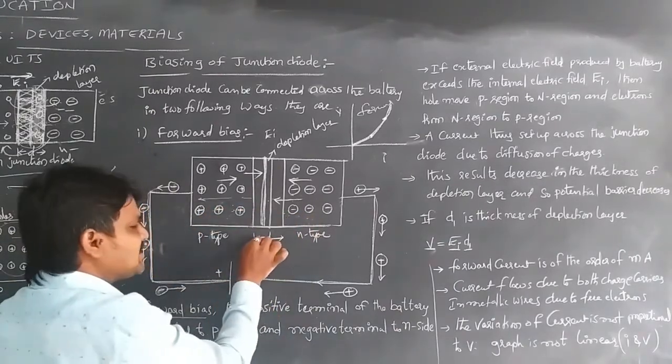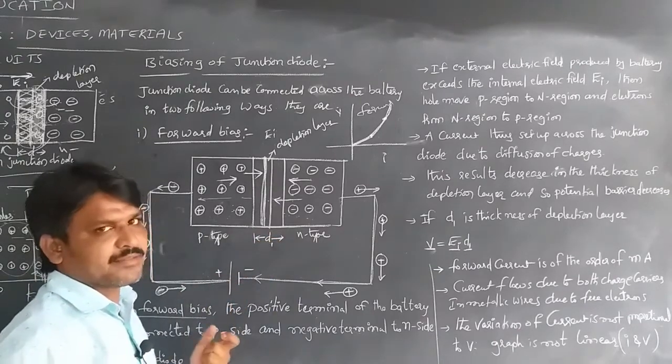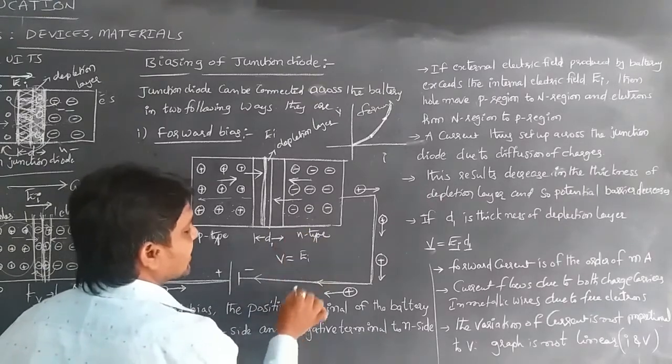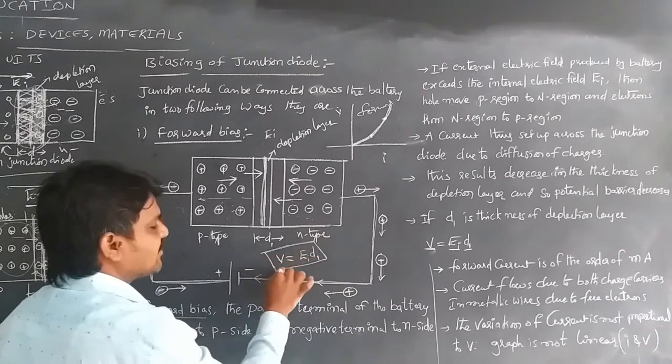If we consider D1 as the thickness of the depletion layer, then the potential V is equal to EI, the internal electric field, into D1, where D1 is the thickness. This will be the potential; we can find it out.